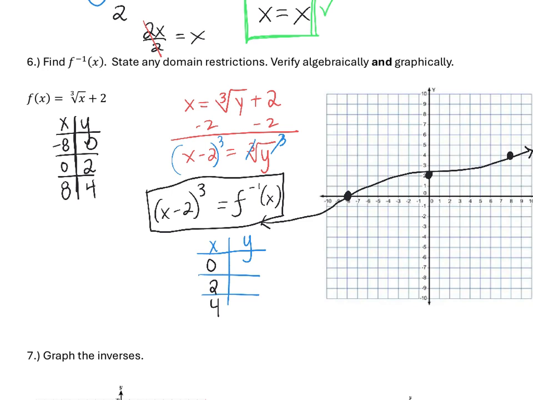0 minus 2 is negative 2. Negative 2 cubed is negative 8. So we'll have one point at 0, negative 8. Notice how the ordered pairs are reversed. In our original, it was negative 8, 0. In our new one, it's 0, negative 8. If we plug in 2, 2 minus 2 is 0. 0 cubed is 0. So at 2, 0. Oops, not there. 2, 0. And then if we plug in 4, 4 minus 2 is 2, 2 cubed is 8. So 4, 8. And then this kind of goes like this.